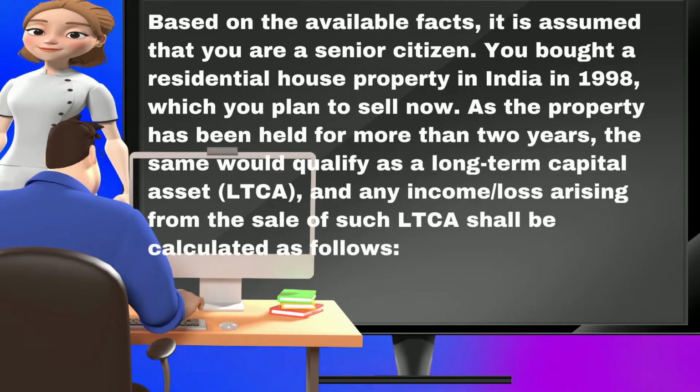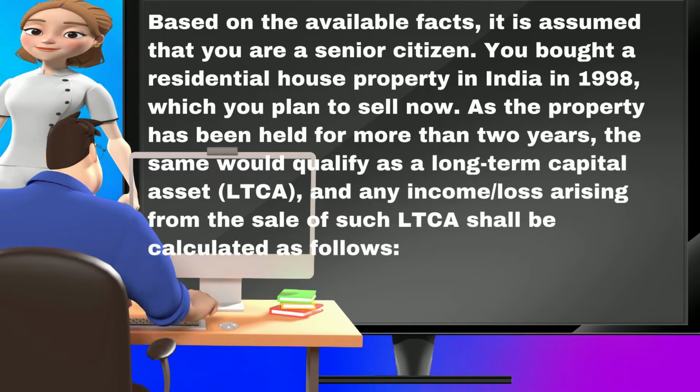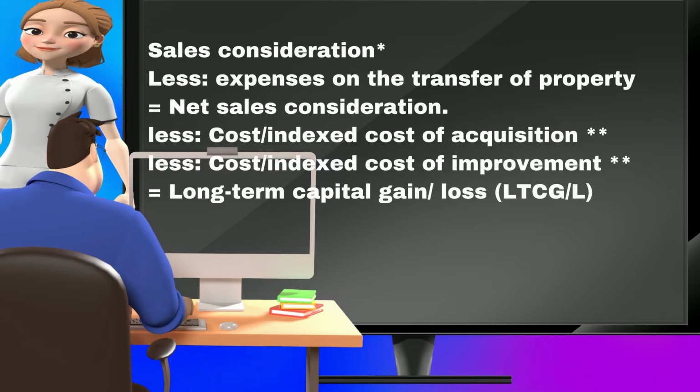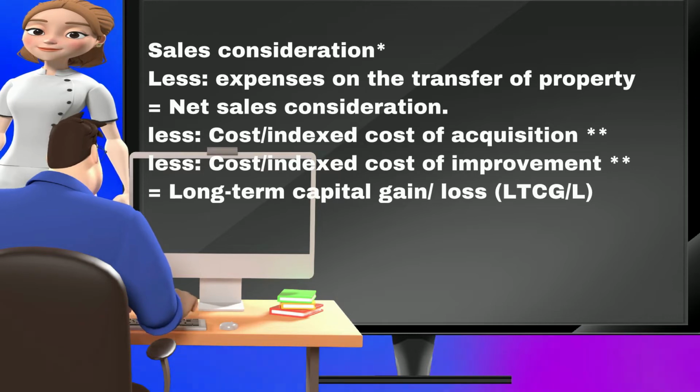Based on the available facts, it is assumed that you are a senior citizen. You bought a residential house property in India in 1998, which you plan to sell now. As the property has been held for more than 2 years, the same would qualify as a long-term capital asset (LTCA), and any income or loss arising from the sale of such LTCA shall be calculated as follows: sales consideration less expenses on the transfer of property equal to net sales consideration, less cost or indexed cost of acquisition, less cost or indexed cost of improvement, equal to long-term capital gain or loss (LTCGL).